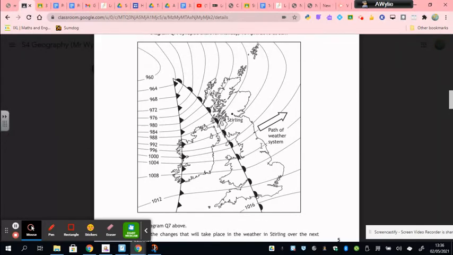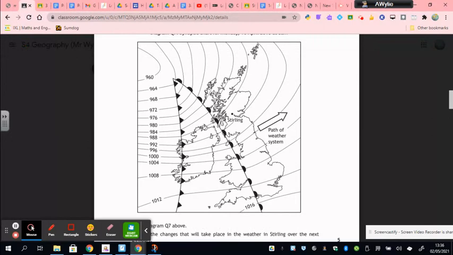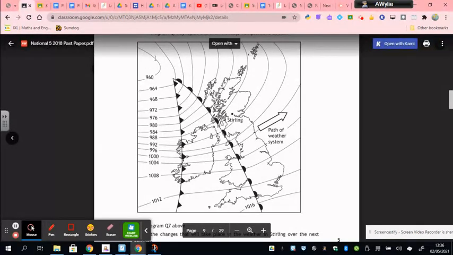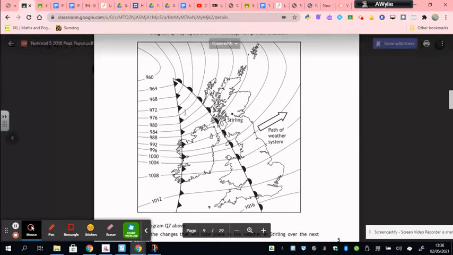Now we're asked, what's the weather going to do in Stirling over the next 24 hours? And we know that this weather system is moving across Stirling. At the moment, Stirling is in an area of cold air. Now, how do I know that? Because everywhere outside of a weather front that I'm indicating here is a cold air mass. Everywhere between the two weather fronts, what's known as the warm sector, is a warm air mass. So Stirling is starting off in cold air.